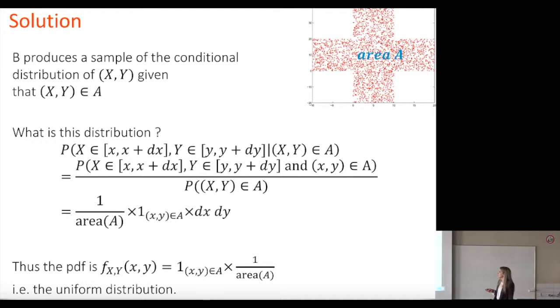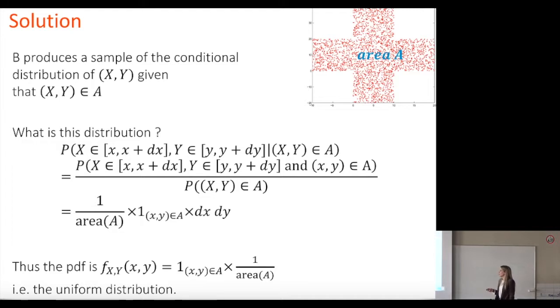And then the probability that x belongs here and y belongs here is equal to dx multiplied by dy over the area of the whole rectangle, because we draw them uniformly in the whole rectangle. Then the probability that x comma y belongs in A is given by this here, 1 when x comma y belongs in A and 0 otherwise. And this probability here is equal to the area of A over the area of the whole rectangle. So the area of the whole rectangle goes away. So we have this result here, and the probability density function is this one.